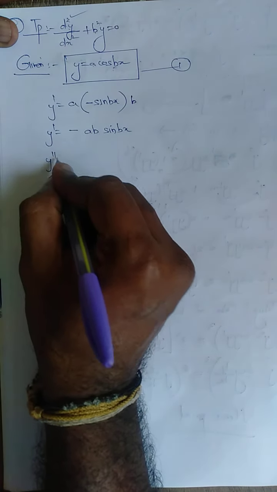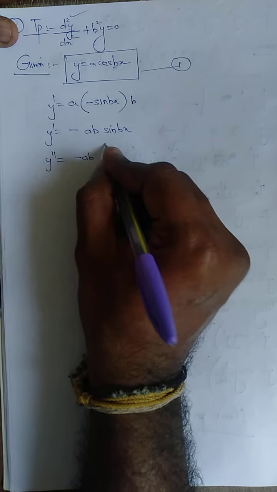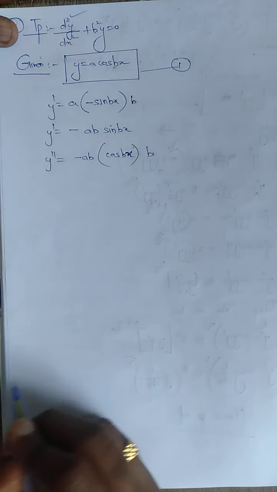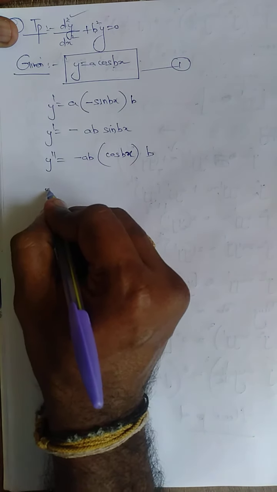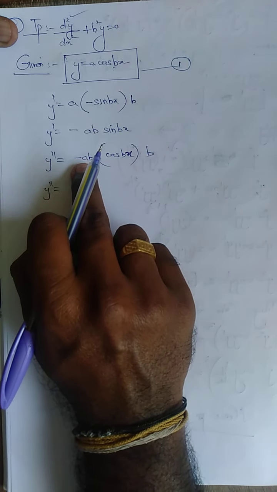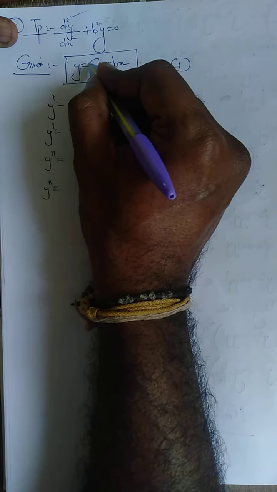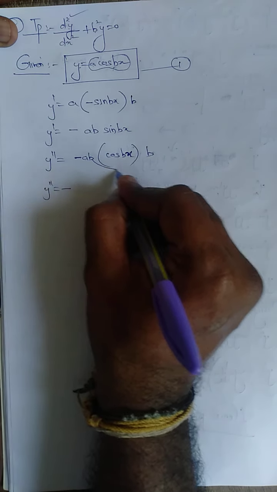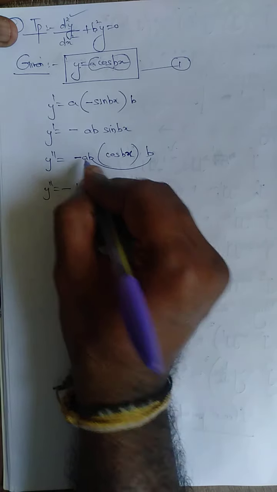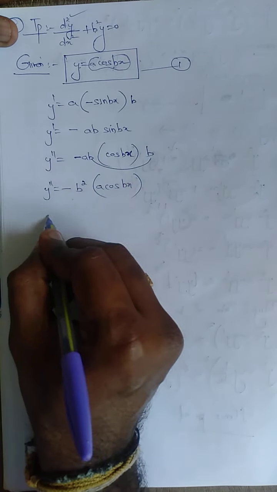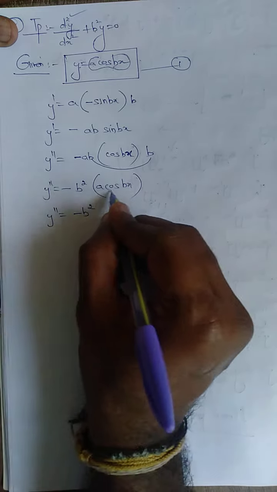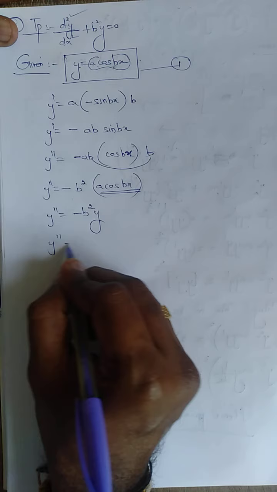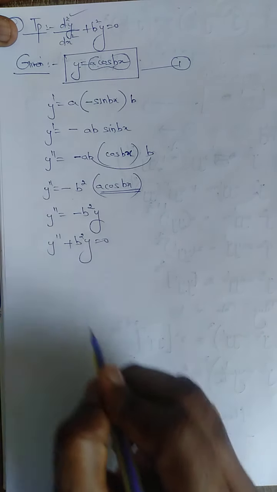We need to differentiate twice. Differentiating y dash gives y double dash: minus ab is constant, sin bx differentiates to cos bx, and bx differentiates to b. So for y double dash, since a is present, I need to eliminate a. What is y? y is a cos bx. So y double dash is equal to minus b square times a cos bx, and a cos bx is nothing but y. Now this one moves to this side: y double dash plus b square y is equal to 0.